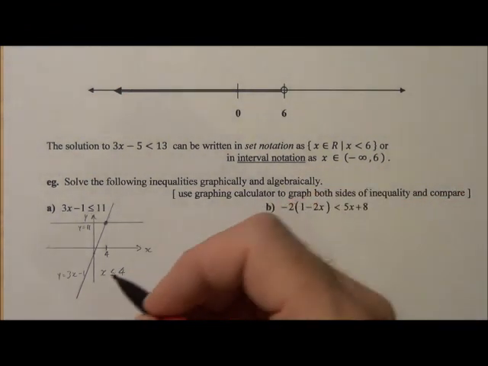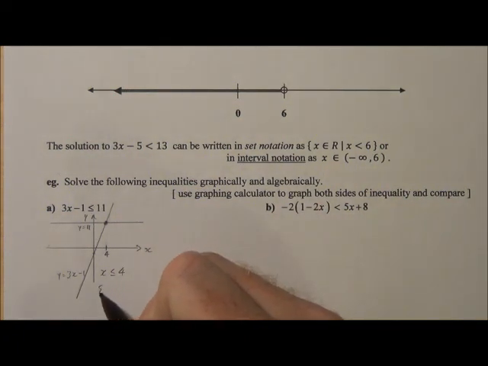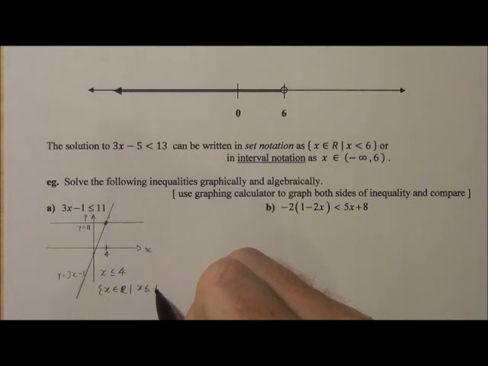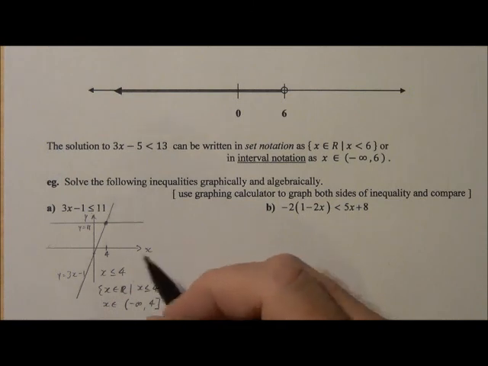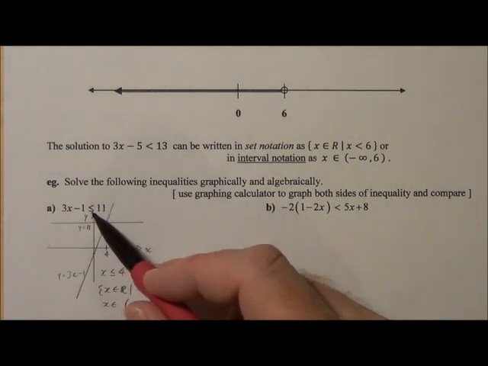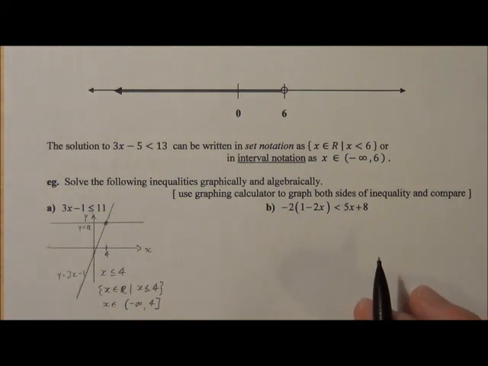Okay, so basically, to write it formally, we'd say the solution is x is an element of all real numbers such that x is less than or equal to 4. Or of course we could also write x is an element of negative infinity to 4. And this time we have a square bracket because x equals 4 is indeed included in the solution set. Okay, so that's the graphical solution.